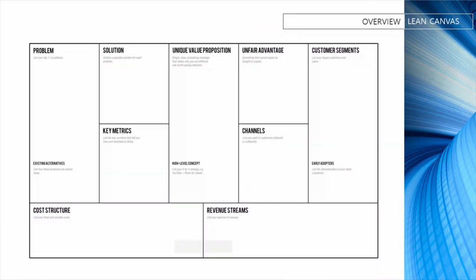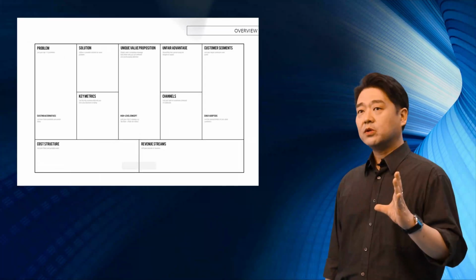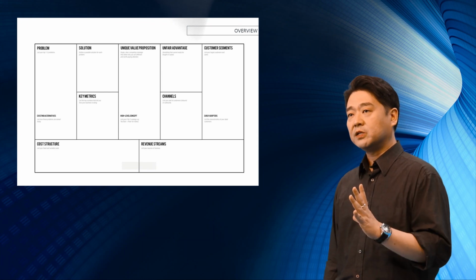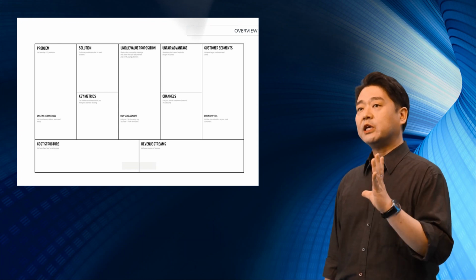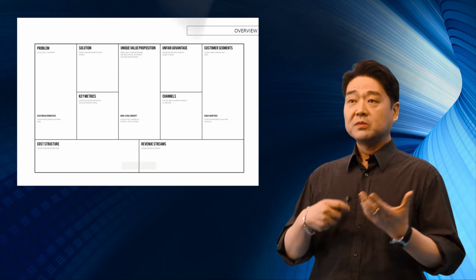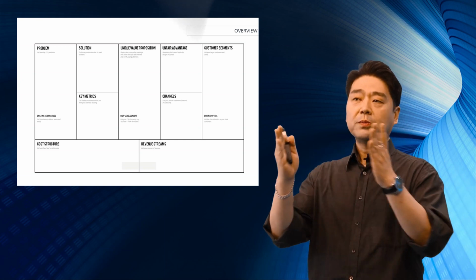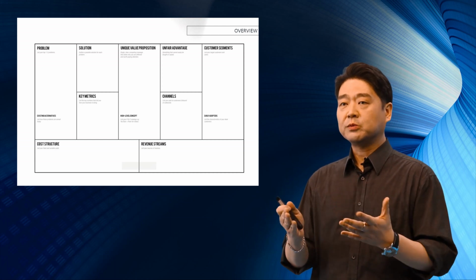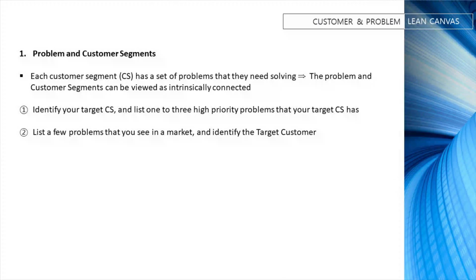So this is how Lean Canvas looks. There are 9 blocks, including problem, customer segments, unique value proposition, and unfair advantage. We are going to talk about each block and what it really means, so you can understand the purpose of this Lean Canvas and how to fill it out and use it properly. Okay, let's begin. The first is problem and customer segment.